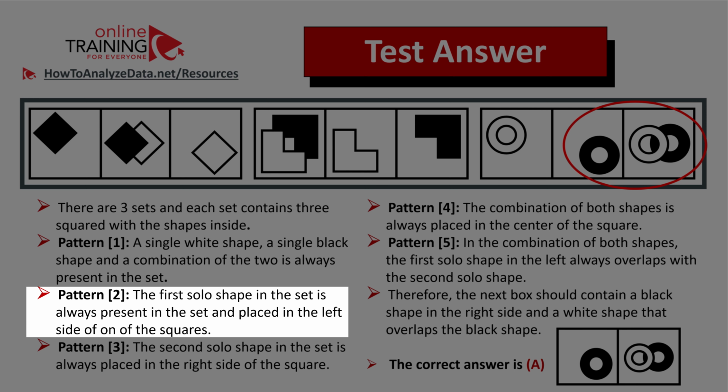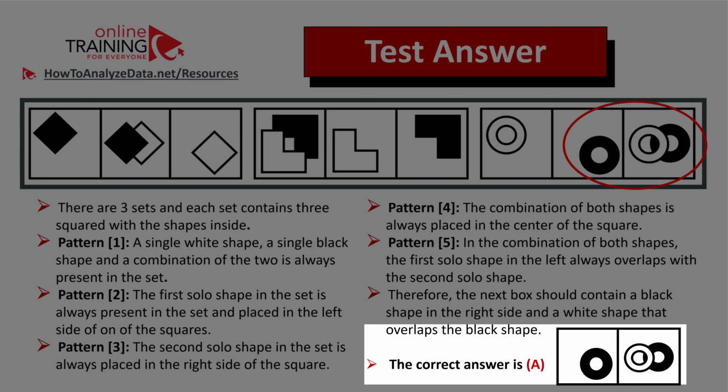Then there is a second pattern. There is always a solo shape. The black solo shape is always positioned in the left part of the square inside the set. The white shape is always positioned on the right part of the square inside the set. And the 2-shape grouping with black and white shapes is always in the middle.